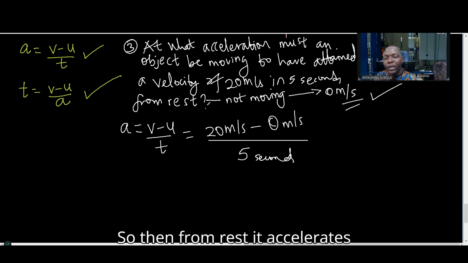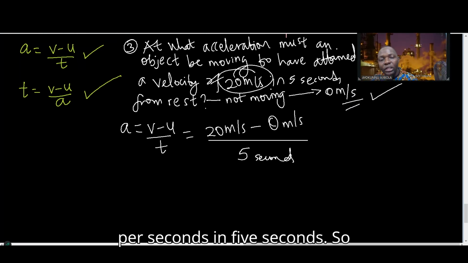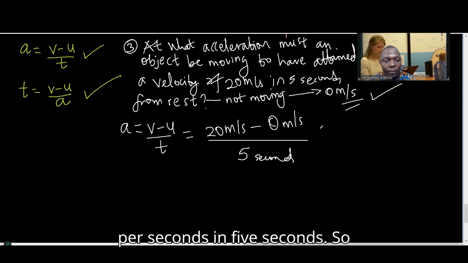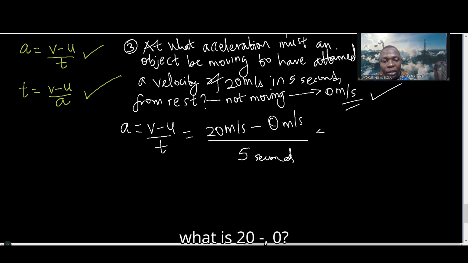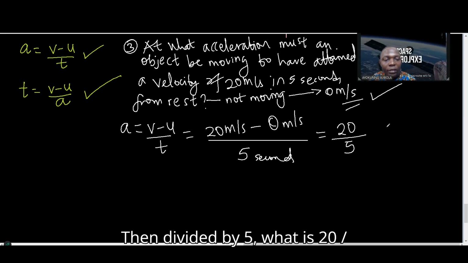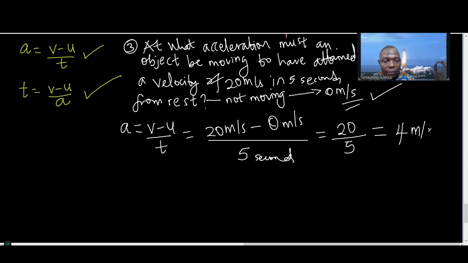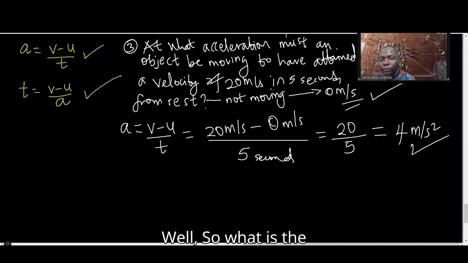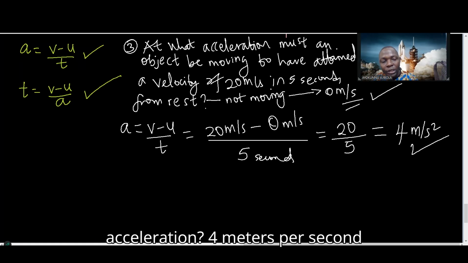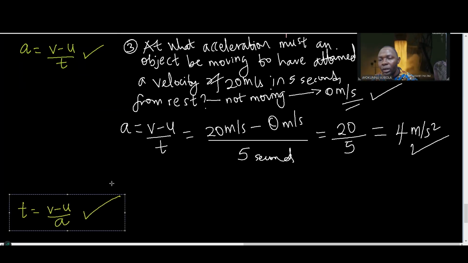So from rest, it accelerates until it gets to 20 meters per second in 5 seconds. So what is 20 minus 0? Then divided by 5. What is 20 divided by 5? 4. So what's the acceleration? 4 meters per second square, okay? Is that clear?